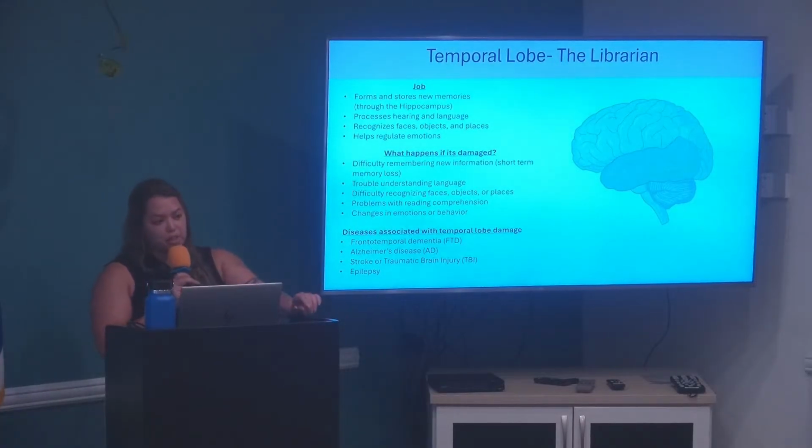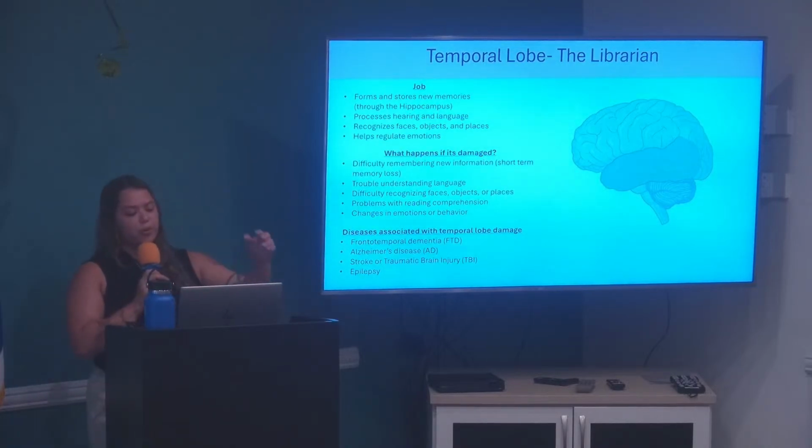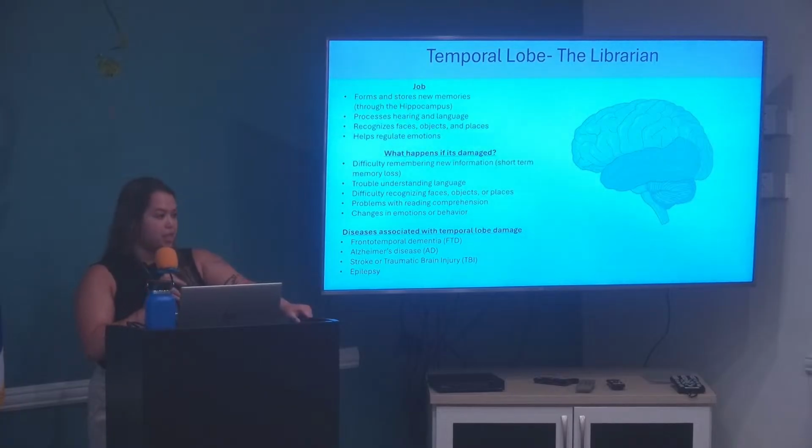So frontotemporal dementia is one of those diseases. Alzheimer's disease is huge. That's the first lobe that is impacted, and it spreads, and we'll go through all that. And of course, stroke, traumatic brain injury, and then epilepsy, which is associated with seizures.